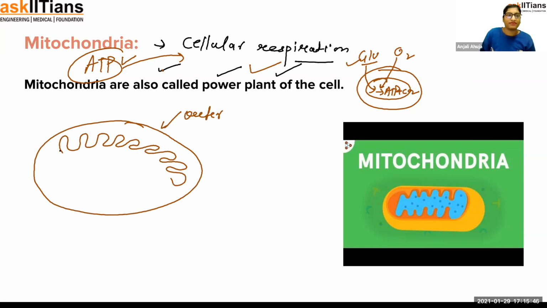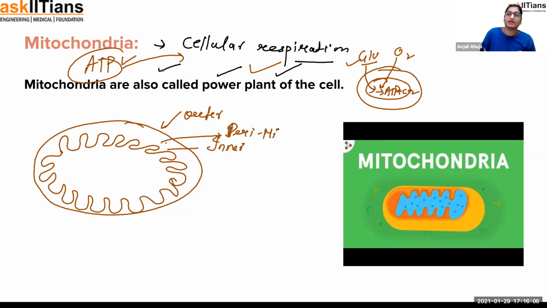The good thing is I have a video. I forgot to add the picture here, but that's fine. So the inner membrane is folded and the outer is plain. This is the inner membrane. And the space between the two of them is known as perimitochondrial space. I'm just writing it. Perimitochondrial space.